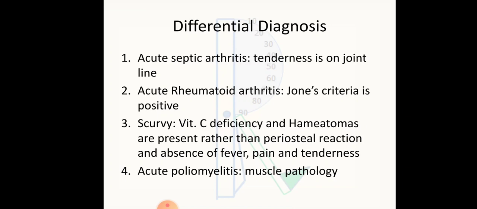Last one, acute poliomyelitis. Polio is restricted to muscle pathology and osteomyelitis is restricted to bone pathology, though both are caused by infection only.